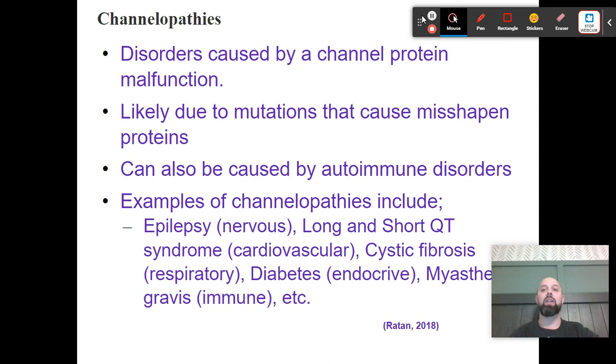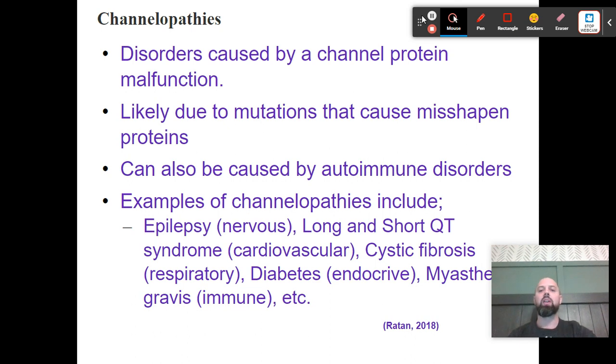An example of one that affects the nervous system is epilepsy. Long and short QT syndrome is associated with the cardiovascular system. Cystic fibrosis, I'm going to go into in a little bit more detail, and that affects many systems, but probably the most prominent one is the respiratory system.